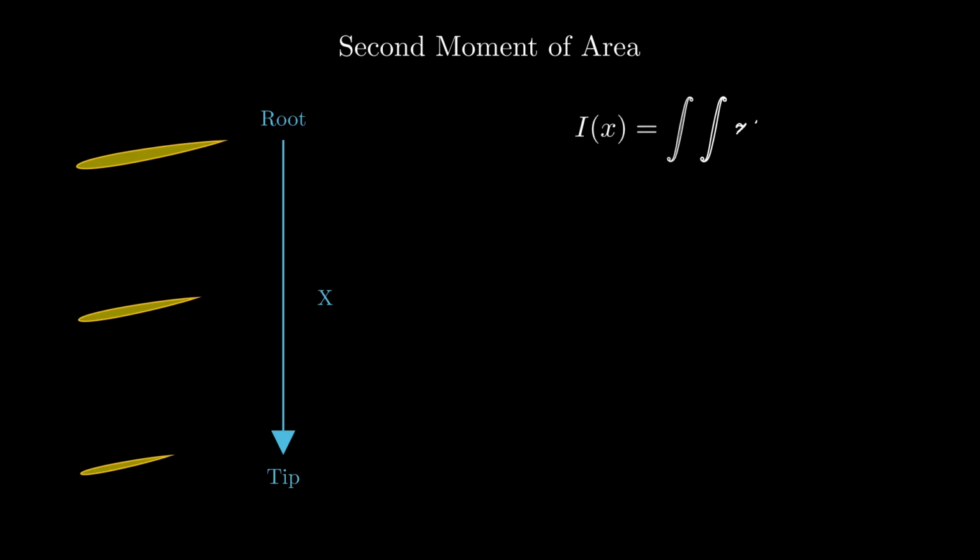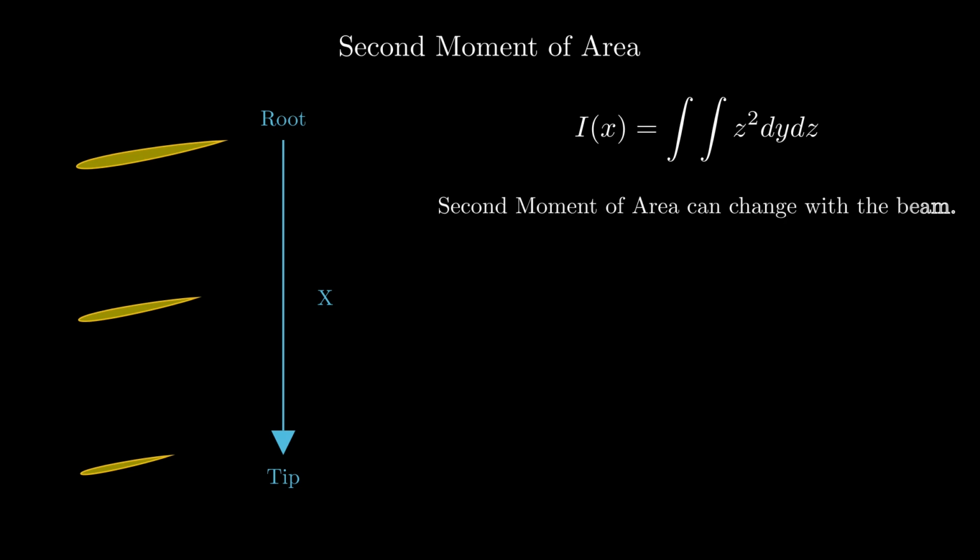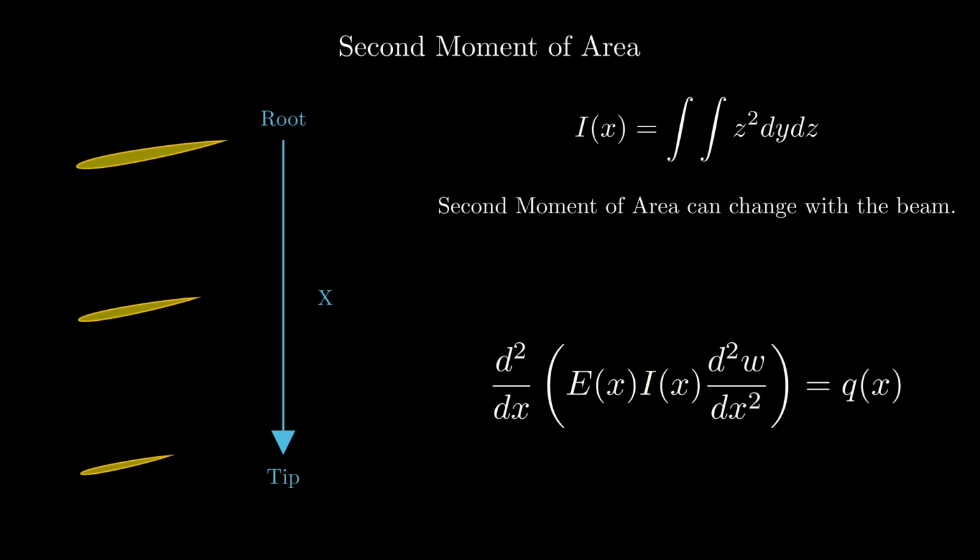The equation for second moment of area is the double integral of z squared with respect to the cross-section area, represented here as dy dz. We'll discuss the meaning of this equation in more detail another time, but suffice to say, it scales quadratically with the thickness of the cross-section. In our example, this means that the second moment of area is smaller at the wingtip and shows why it depends on the beam axis in its general form.